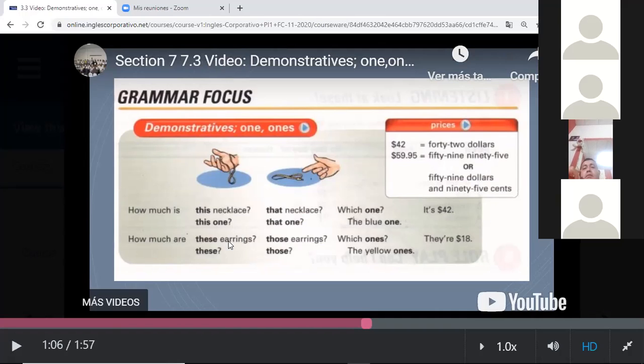Entonces, yo puedo decir en inglés, how much are these earrings? ¿Cuánto valen estos aritos? Pero también puedo decir, how much are these?